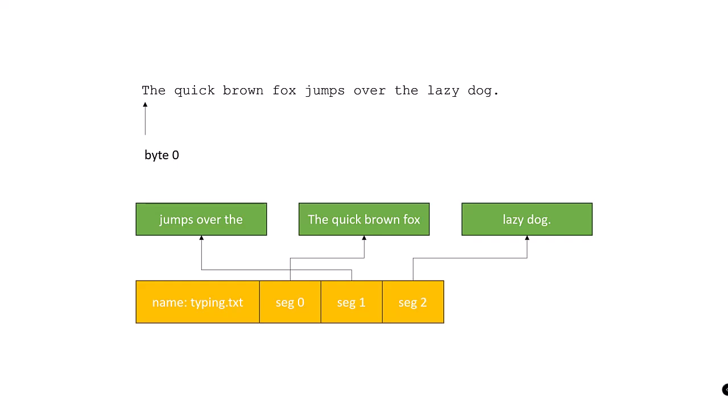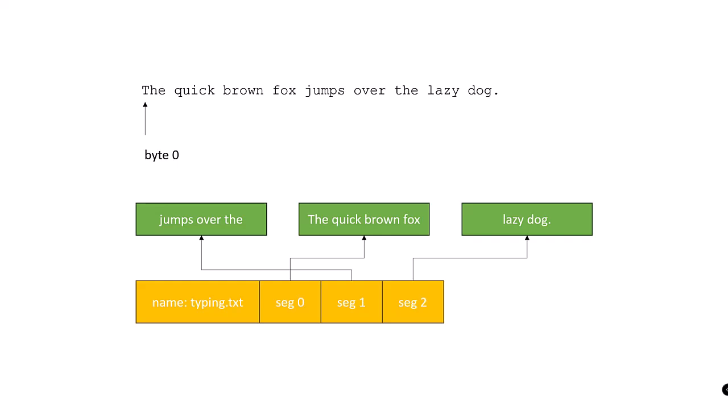In this case, the file system has divided the characters in that sentence into 3 pieces and stored them in separate parts of the storage device. The file system records segment 0, segment 1, and segment 2. For example, segment 0 records the first part of the sentence, the quick brown fox. Segment 1 records the second part, jumps over the, and segment 2 records the third part, lazy dog. These segments can be kept in different parts of the storage device.